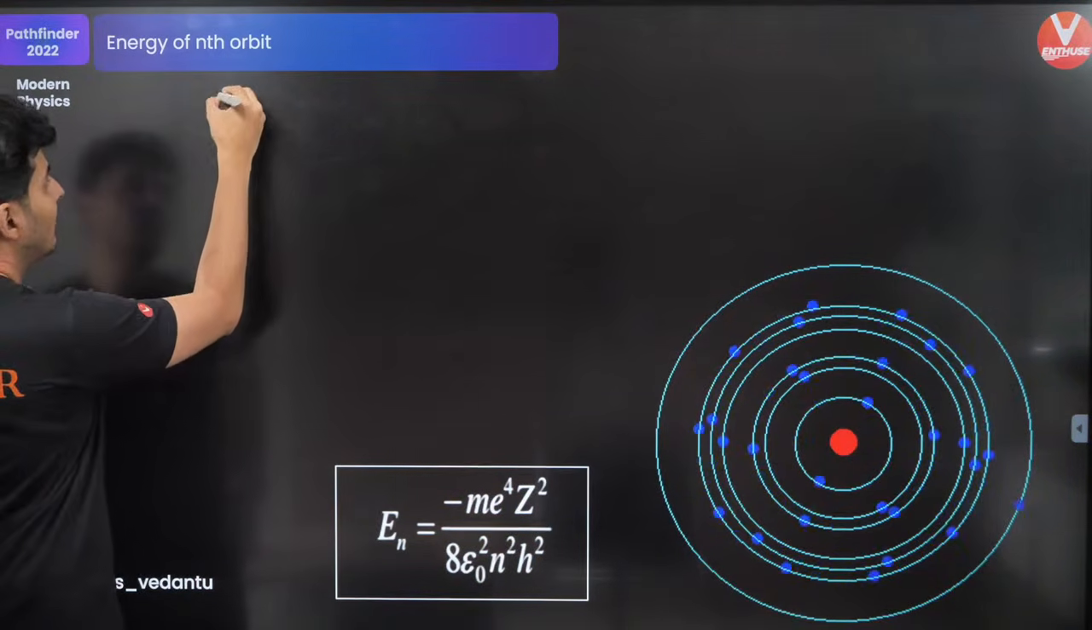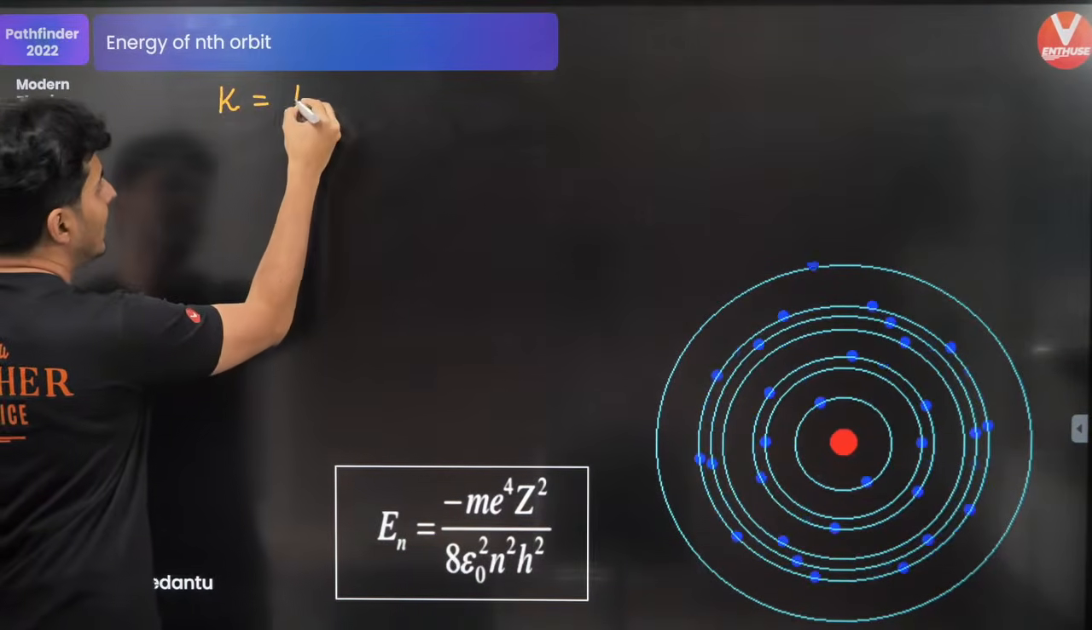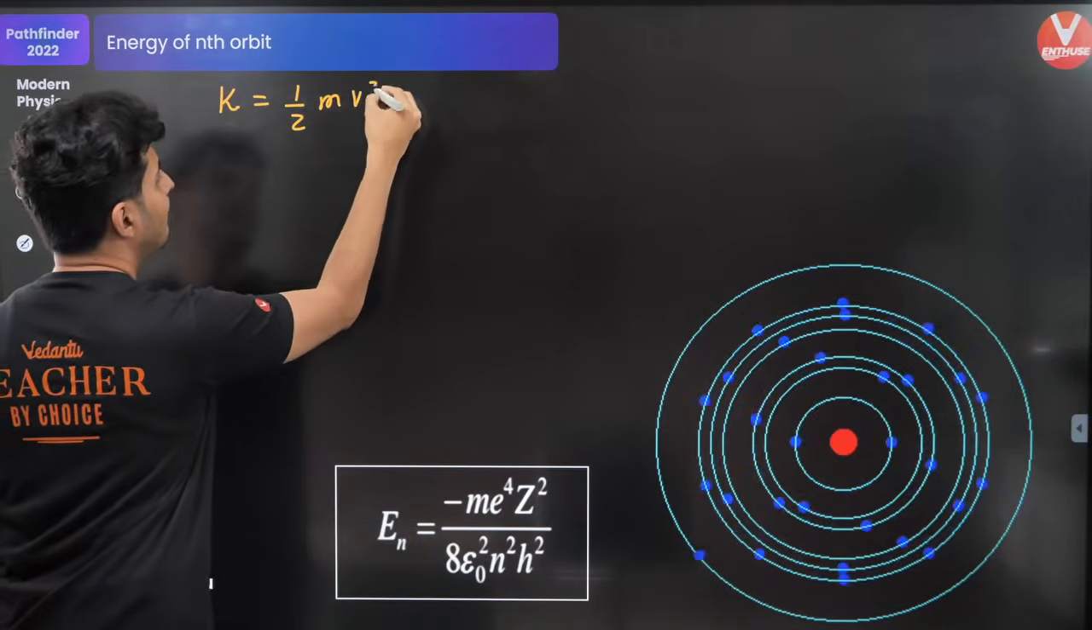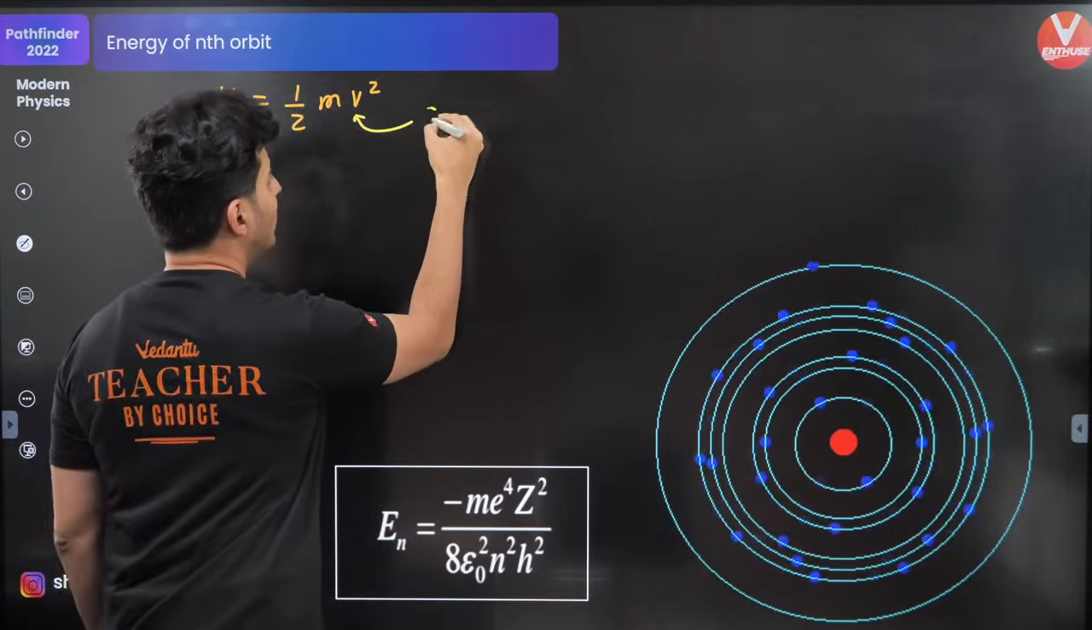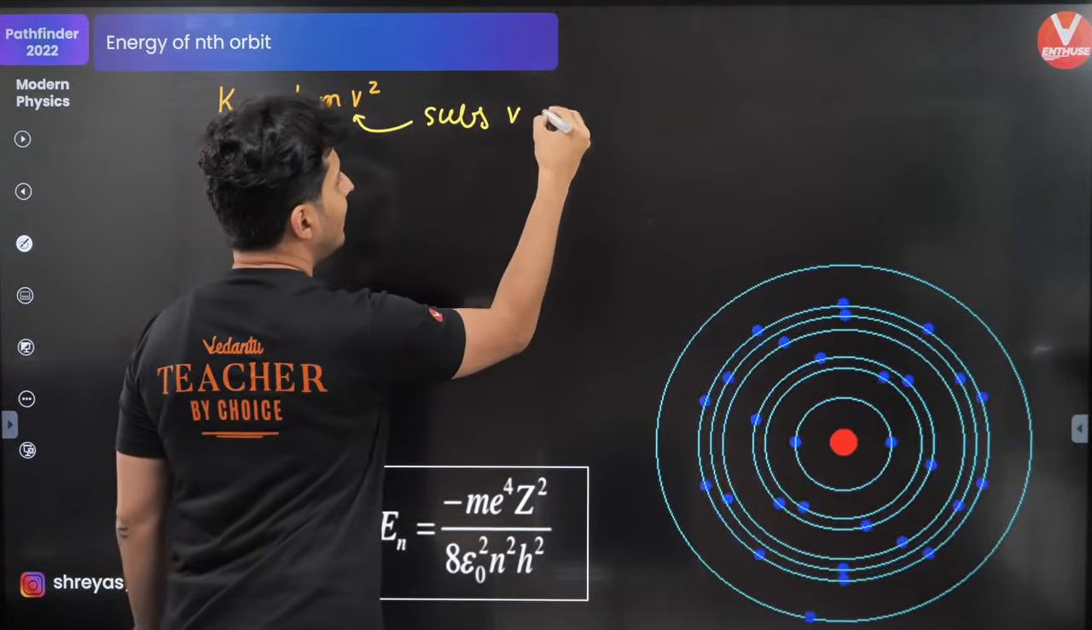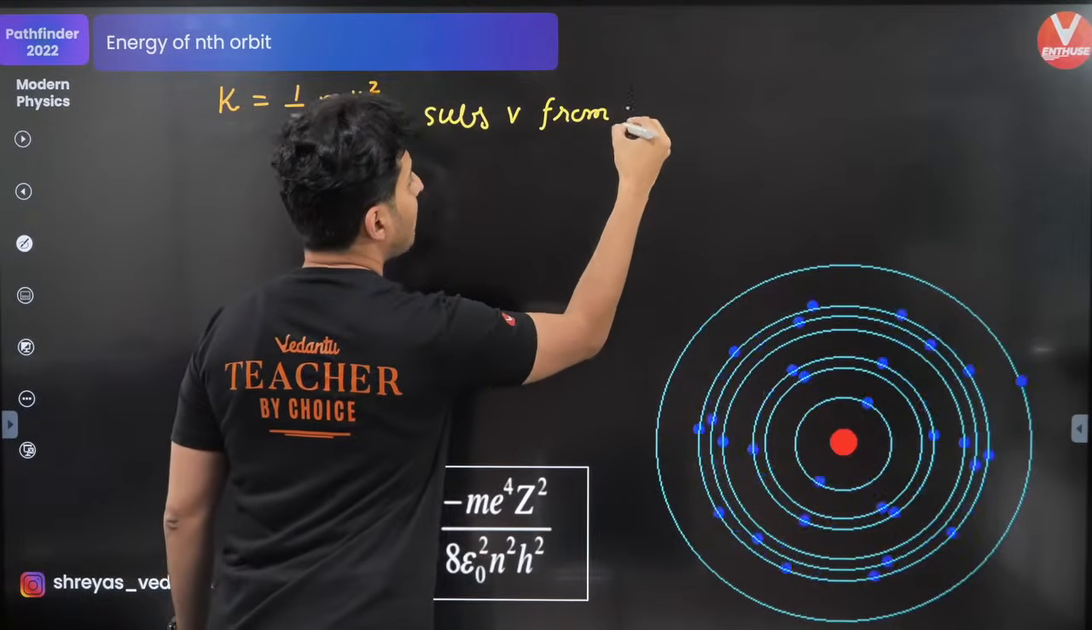So, energy of the electron in the nth orbit. How do you find that out? First, find the kinetic energy. Kinetic energy is half mv square. So, where do you get this value of v? Substitute v from your previous slide.